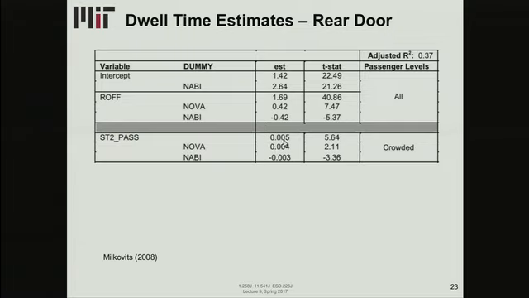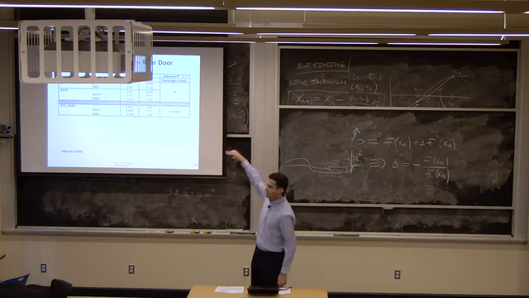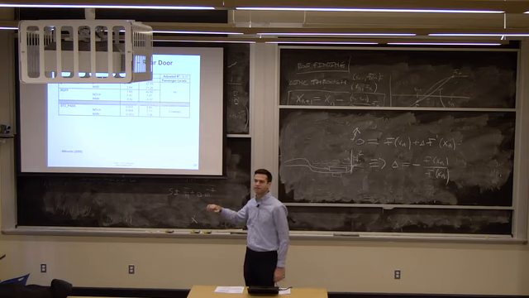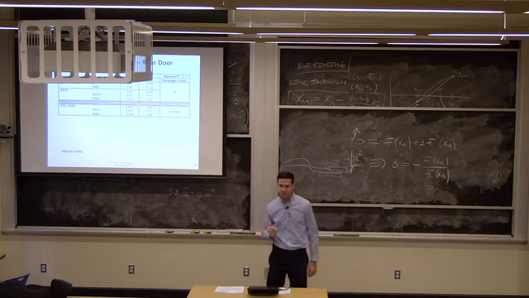So the general friction factor was 0.005. It was 0.009 for NOVA buses and 0.002 for Navi buses, right? So you have to add these up to get the effective friction factor on a particular bus.